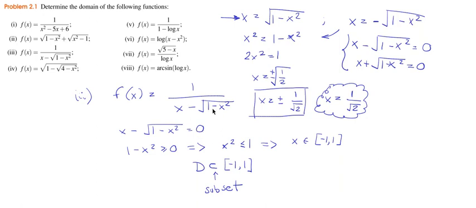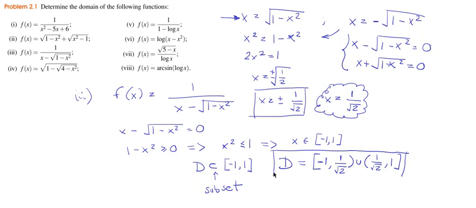It's easy because you have minus and then minus, so you have a negative number here, so don't worry about that. So D is this interval minus this point. So in other words, this goes from -1 to 1 over the square root of 2 open, union 1 over the square root of 2 to 1. Okay, this is the domain. All right.